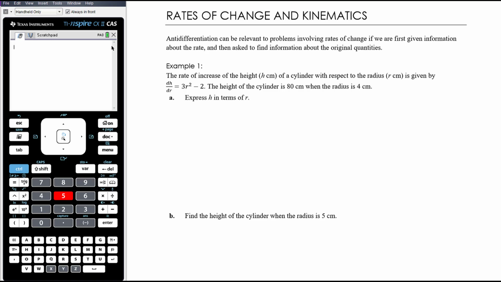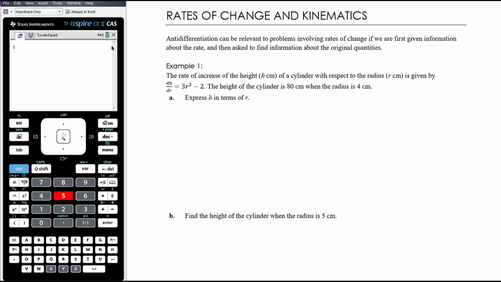Okay, so now that we know how to anti-differentiate, we want to return to one of our applications of differentiation, which involved rates of change in kinematics. And so now that we can reverse the process of differentiation, it means that we can work backwards in problems involving rates of change in kinematics. So if we're given information about the rate, we can find information about the original quantities.